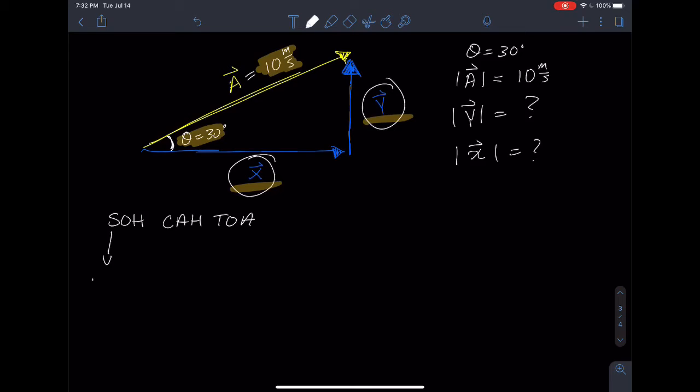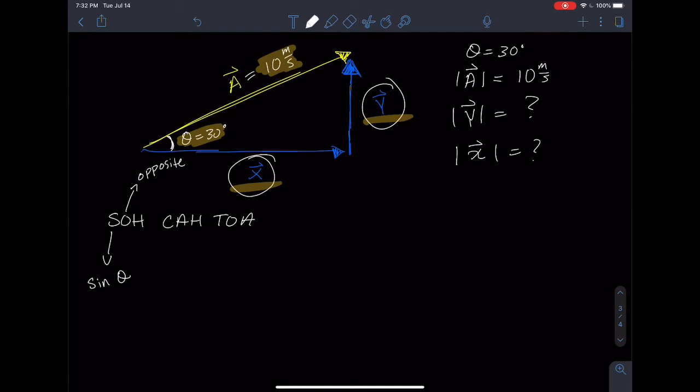So this S stands for sine. So it stands for sine theta. Sine is just one of the trigonometric functions. Again, check my other video if you haven't. This O stands for opposite. Now the opposite, that refers to a side of the triangle.